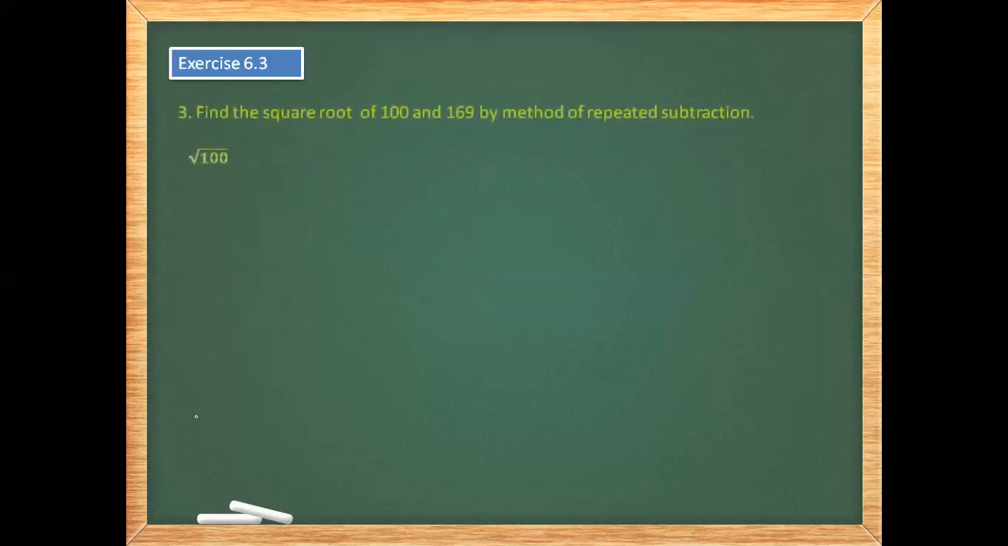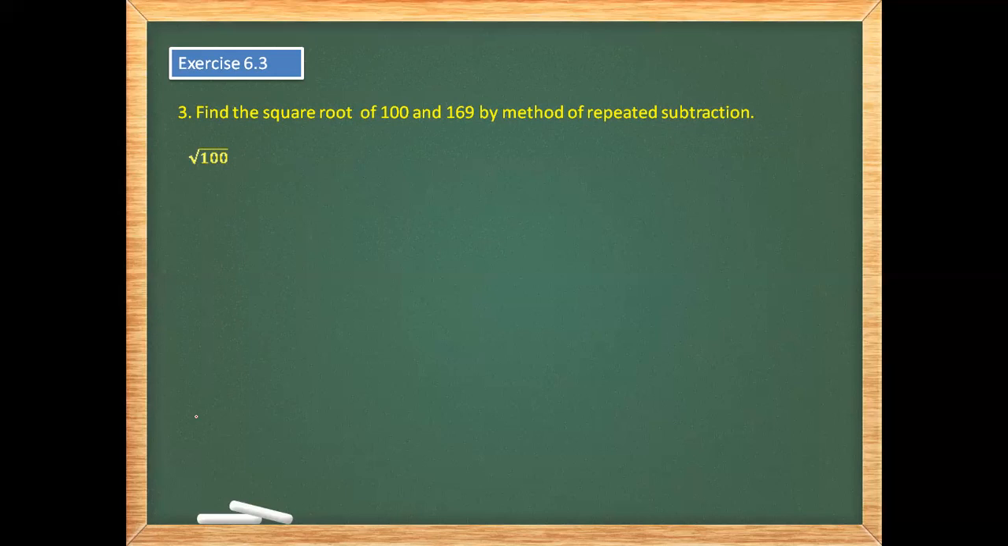Now see here, exercise number 6.3, which is based upon this particular method. Not all sums will be exactly like this, but there is one question where we have to find the square root of 100 and 169 by the method of repeated subtraction. This is an important sum. Many times it is asked in the exam. So please pay attention and try to solve it. I have solved for 100. You have to solve for 169.